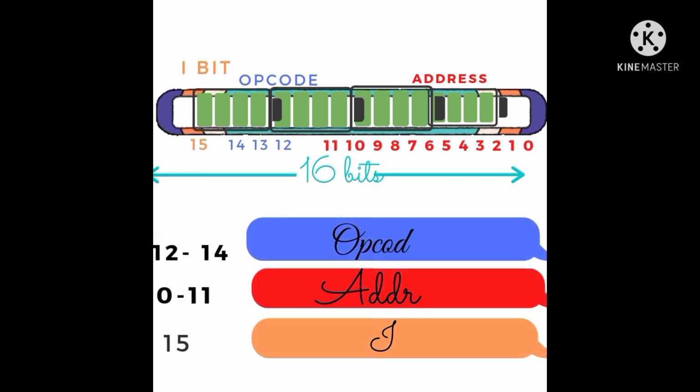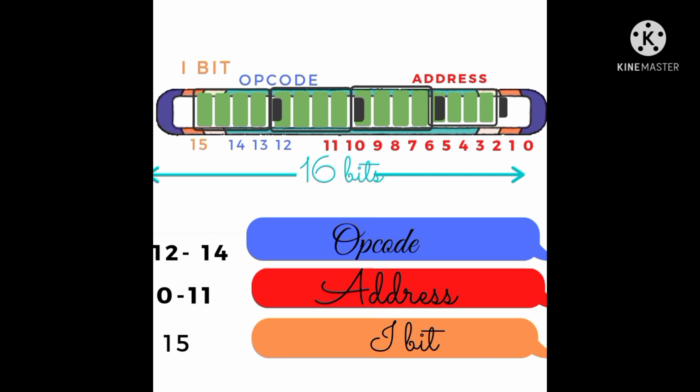Here is the format of a memory reference instruction code. As I already mentioned, we are using a 16-bit code to represent an instruction code. Out of the 16 bits, the first 12 bits are used to indicate the memory address. The next 3 bits, that is the 12th to 14th bit, are used to indicate the opcode. Opcode determines the type of operation to be performed, that is whether it is an add operation, load operation or a store operation, etc. The last bit is called the I bit, which will indicate whether the address given in the instruction is direct or indirect.